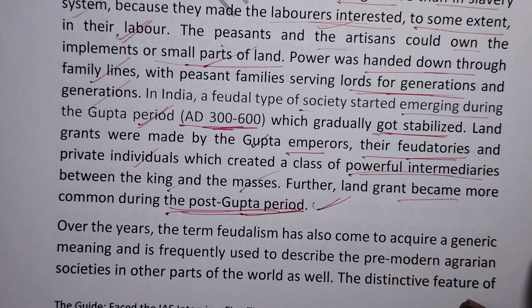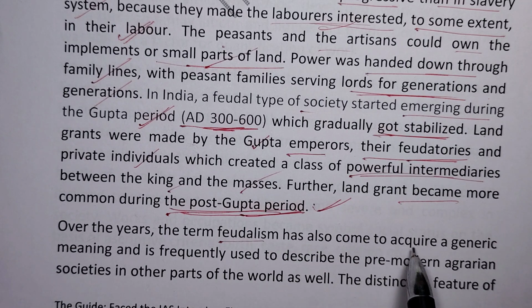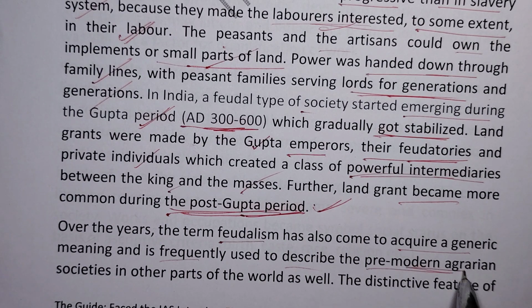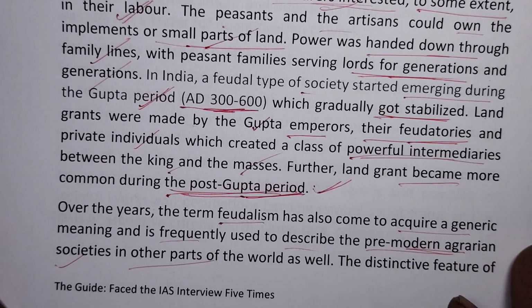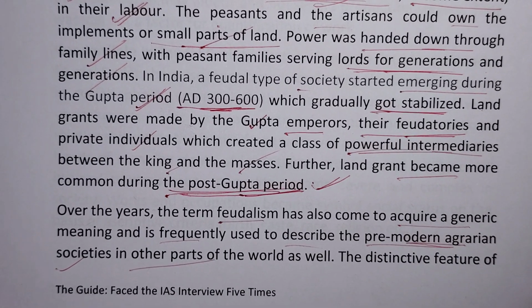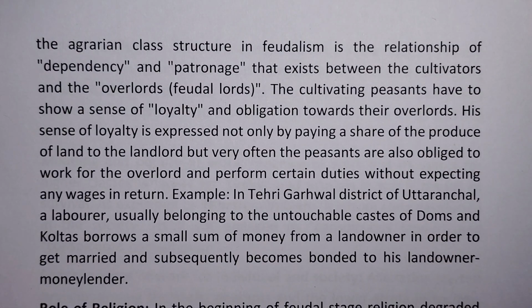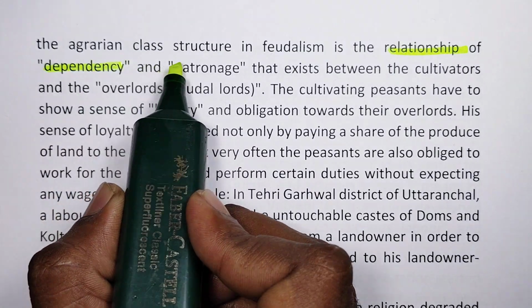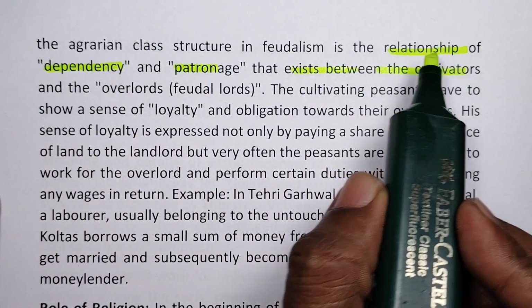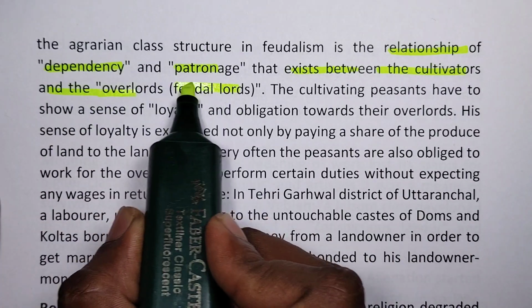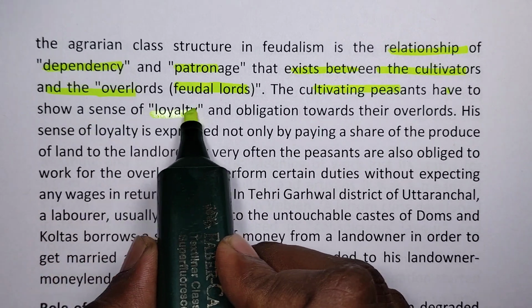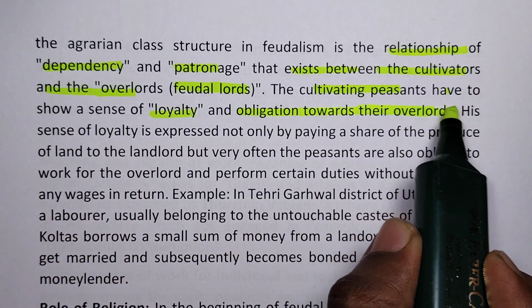Now, over the years, the term feudalism has also come to acquire a generic meaning and is frequently used to describe pre-modern agrarian societies in other parts of the world as well. The distinctive feature of the agrarian class structure in feudalism is the relationship of dependency and patronage that exists between the cultivator and overlords, that means feudal lords. The cultivating peasants have to show a sense of loyalty and obligation towards their overlord.